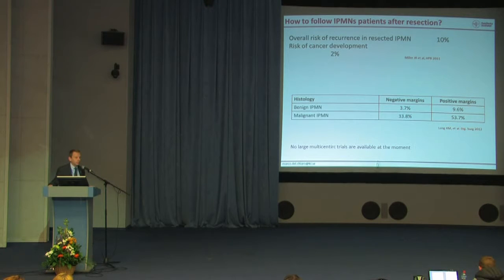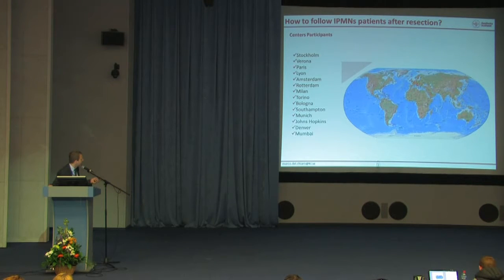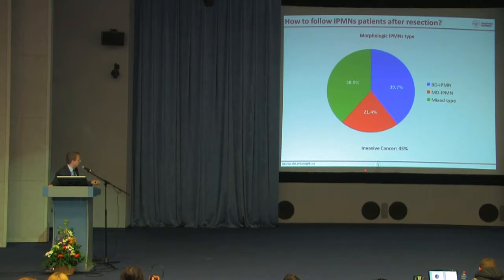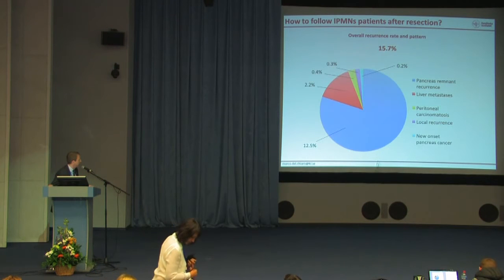So what we did inside the European study group on cystic tumor of the pancreas, with a big consortium that you can see here involving many European centers, but also a couple of American centers, and we collected 1,700 consecutive patients that went pancreatectomy for IPMN. You can see here the basic characteristic of those patients. Here is the histology. As I told you, only 45 of those patients has invasive cancer. The other has not invasive IPMN.